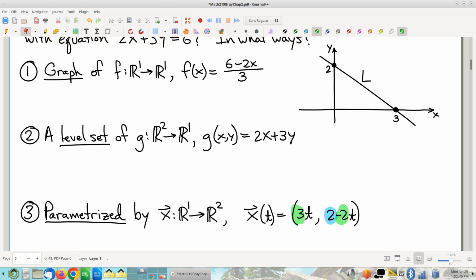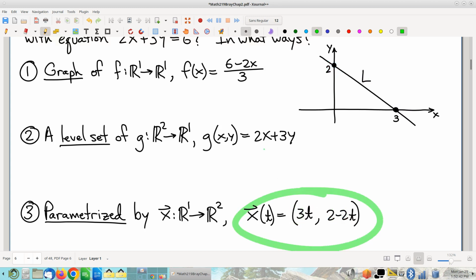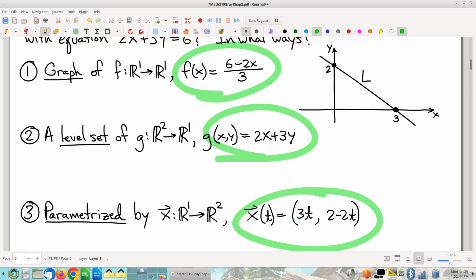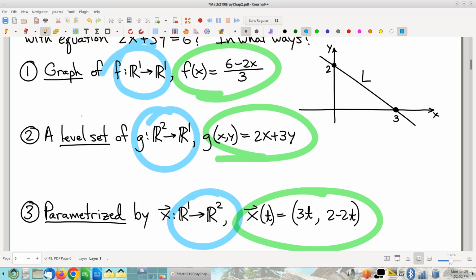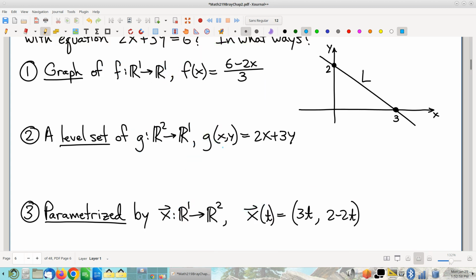Not only does it have a different formula than the other two formulas, but it also has a different domain and target than the other two functions as well. So completely different. All right, so again, it's not about the algebra. The algebra is trivial. It's about proper understanding and interpretation of the language.